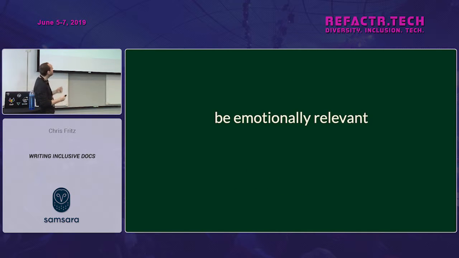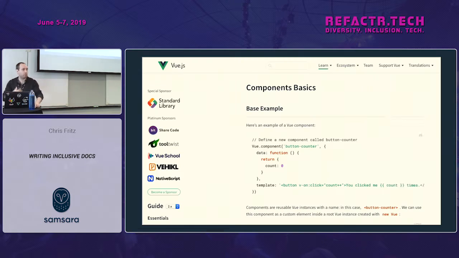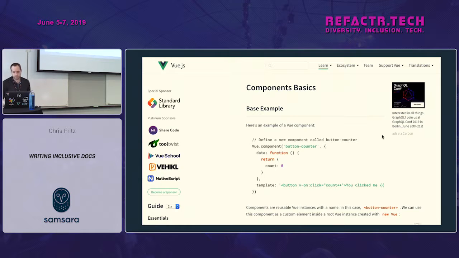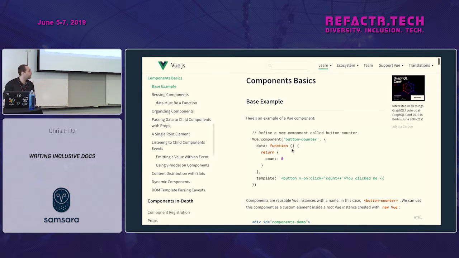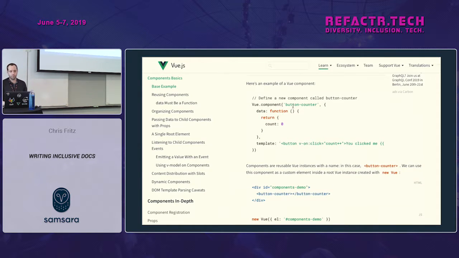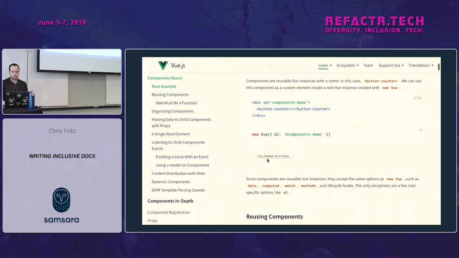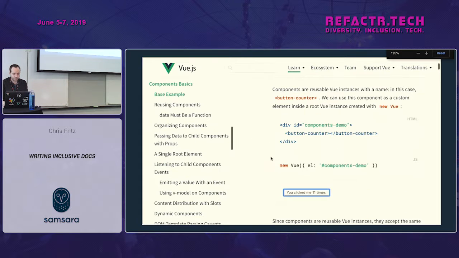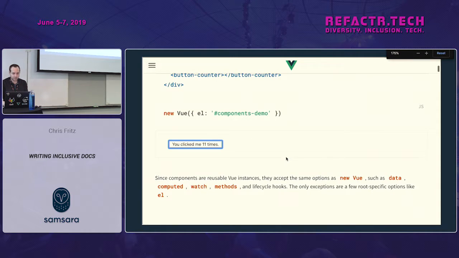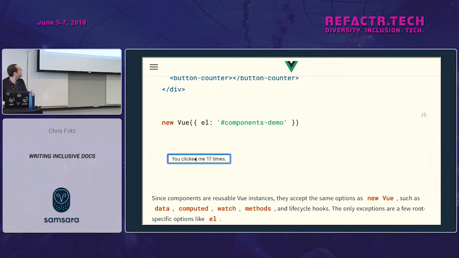I also recommend being emotionally relevant. Tell a story that people are going to care about, that they'll be able to relate to. Here's an example of a story in our docs where we have a button counter component which makes a button that when you click on it, keeps track of how many times you clicked.